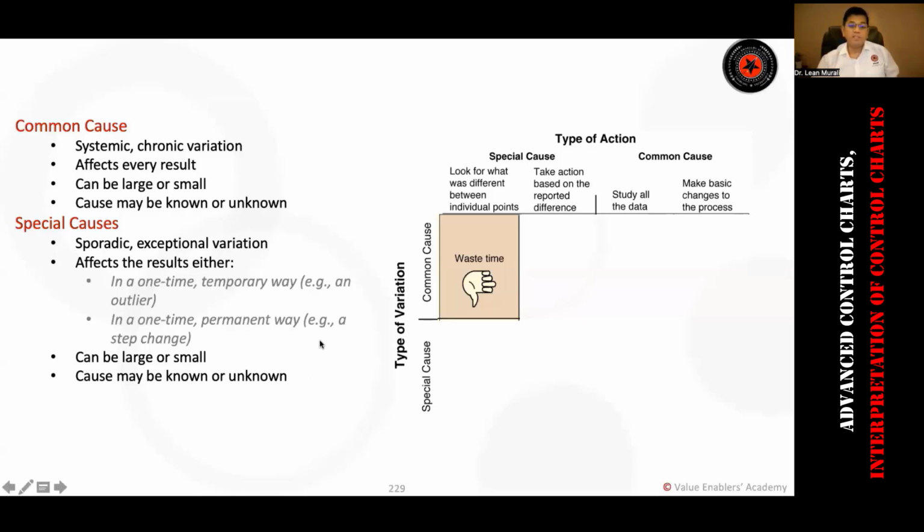Okay, this is something that's very, very important for you to understand. If it is common causes, do not take action based on that reported difference between two points. You will increase variation. People who don't understand this, just take notes, just take screenshots. It's okay if you don't understand this, but this is a very precious slide. If you take actions based on two different points, you will increase variation.